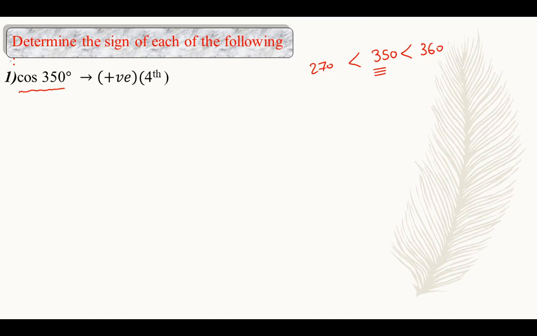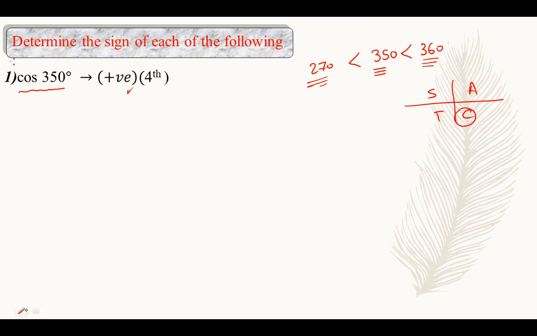Example 1. Determine the sign of each of the following. Here we want to determine the sign of each of the following angles. 350. First, 350 lies in what quadrant? 350 is bigger than 270 and smaller than 360. So 350 lies in the fourth quadrant. And in the fourth quadrant, cosine theta is positive. So the sign of cosine 350 will be positive.